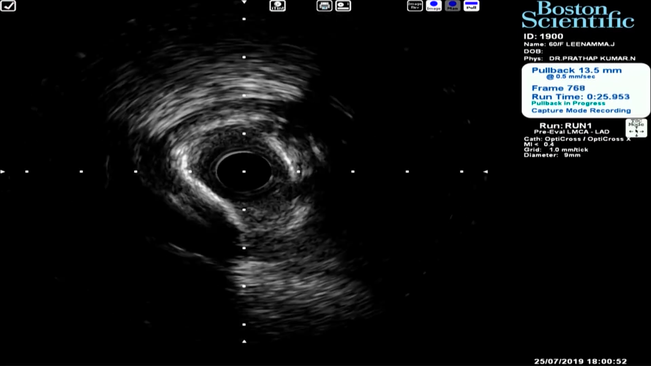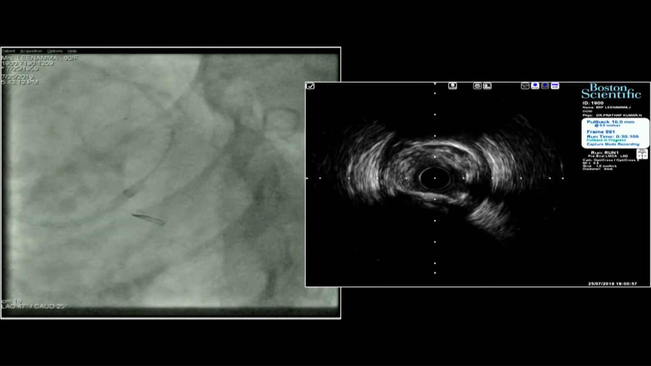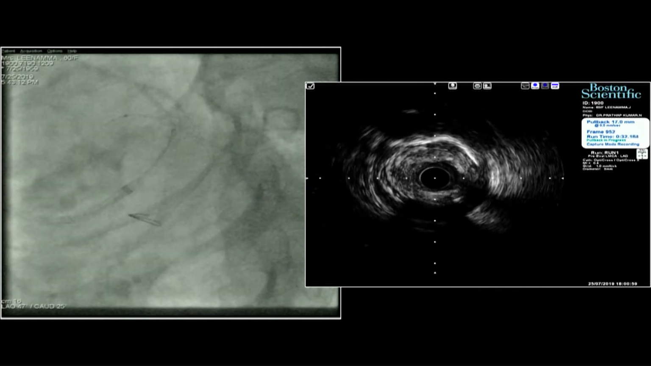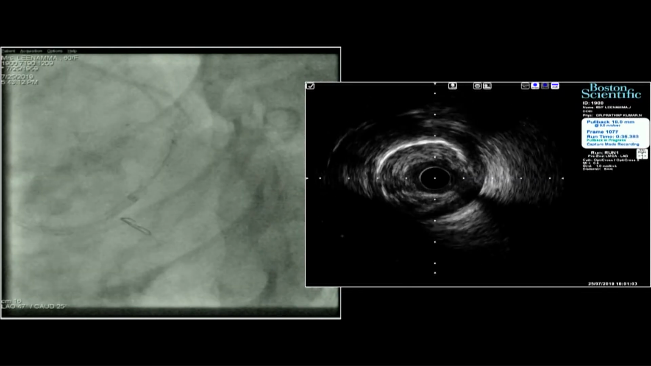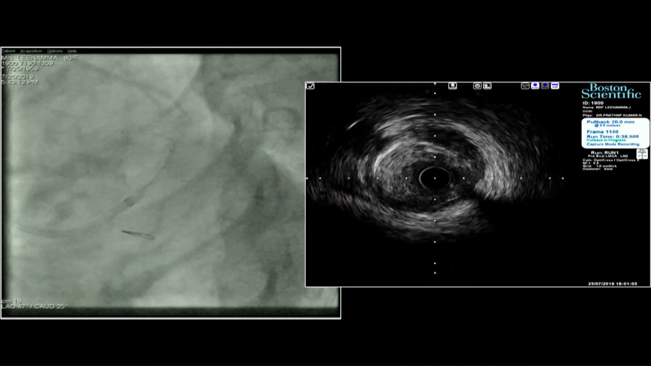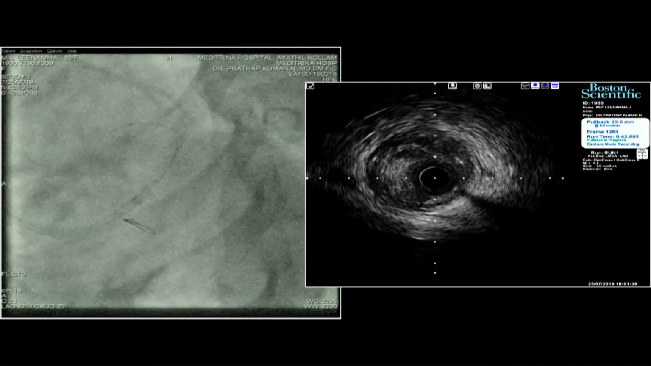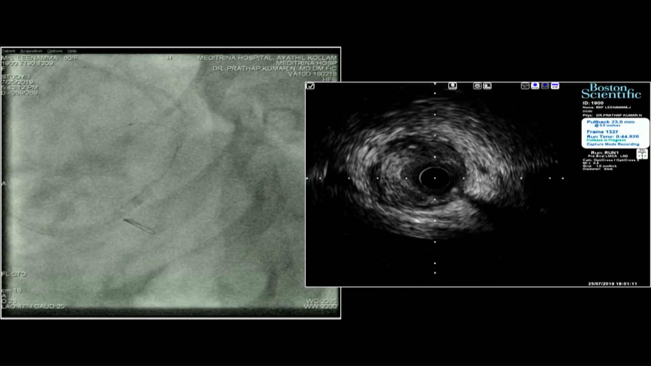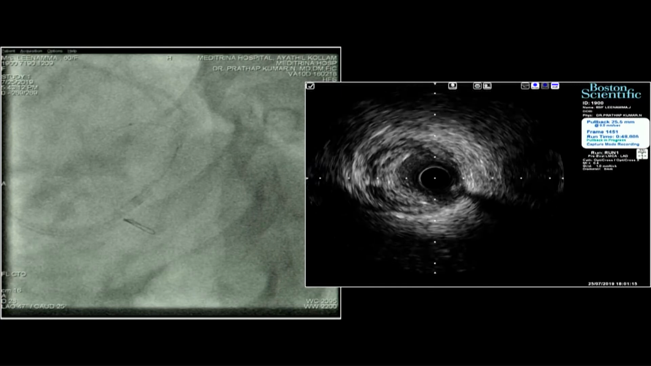Now you can see the severe disease in the ostioproximal part. I think you have to do some more dilatation in the proximal part before putting the stent. See the nice dissection there. A dissection you can also see, but the plaque is severe.